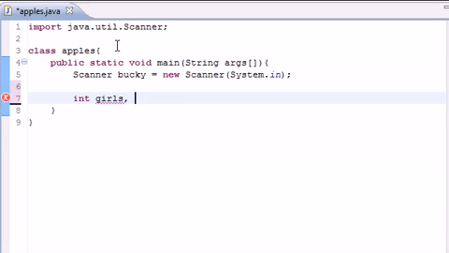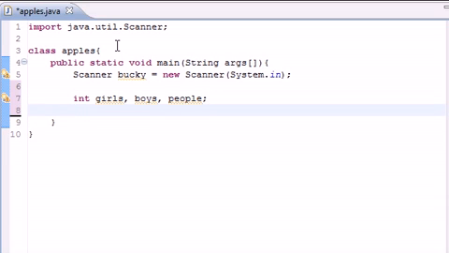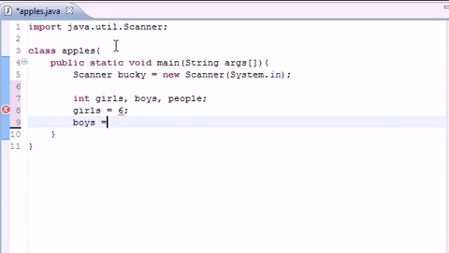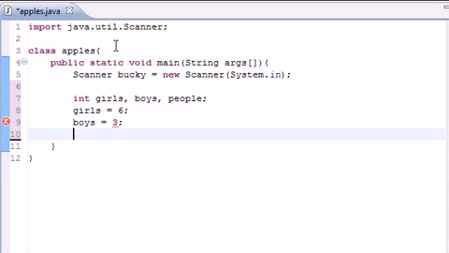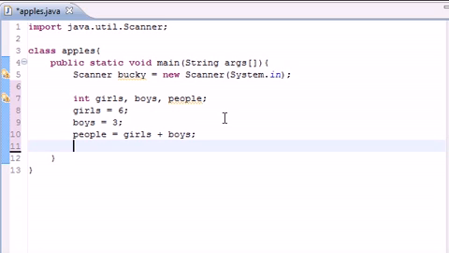Let's go ahead and make three variables: girls, boys, and people. And let's set these to some values. I'll start out by showing you all of the math operators. Girls equals 6, boys equals 3, and people equals girls plus boys. Now I showed you guys how to use this math operator in the last one, the plus sign, to get a simple sum. So the sum of girls plus boys is now stored in people.